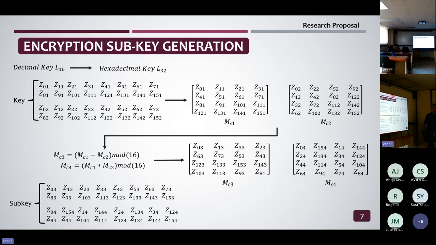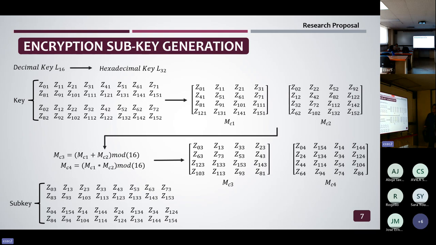The encryption subkey generation. I need the K, a decimal K of 16 length, and convert it to a hexadecimal K in a vector of 32, which is divided into two parts. Z sub 01 to 15, and the second part Z sub 02 to 15, and is ordered by the matrix proposed.